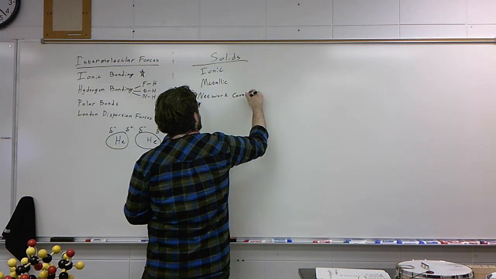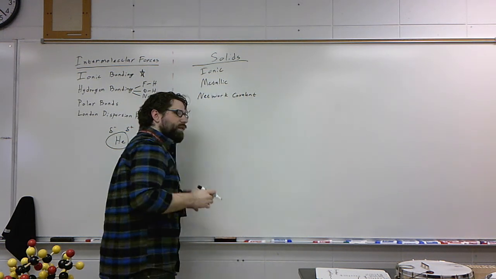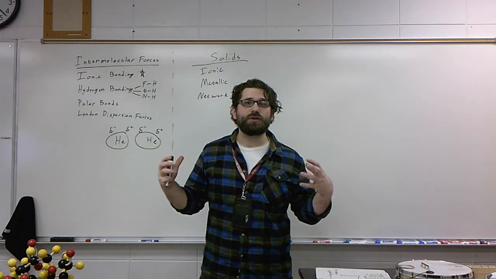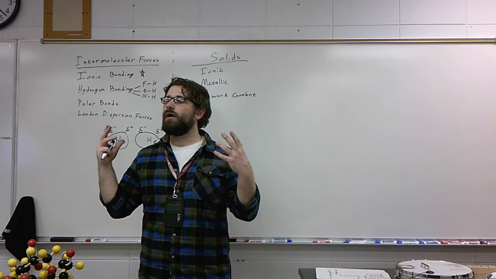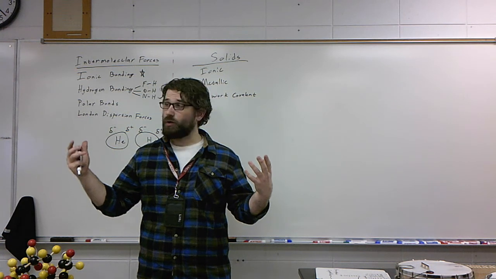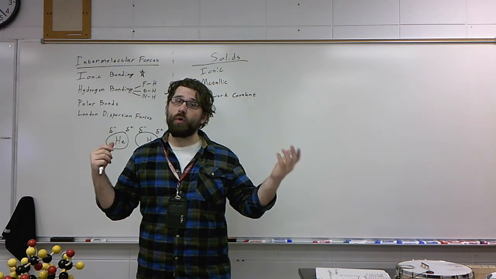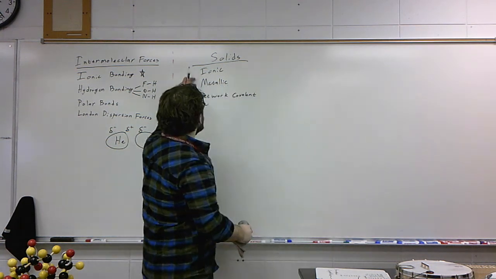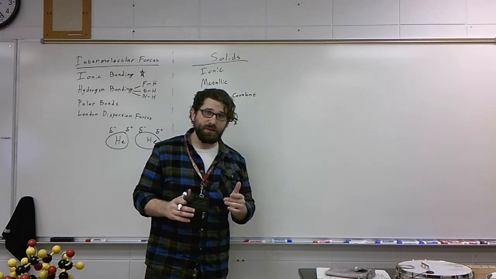Next, we have network covalent. That's going to be like these big structures like coal or a diamond or a glass or a quartz crystal. These 3 will tend to have the higher melting points.